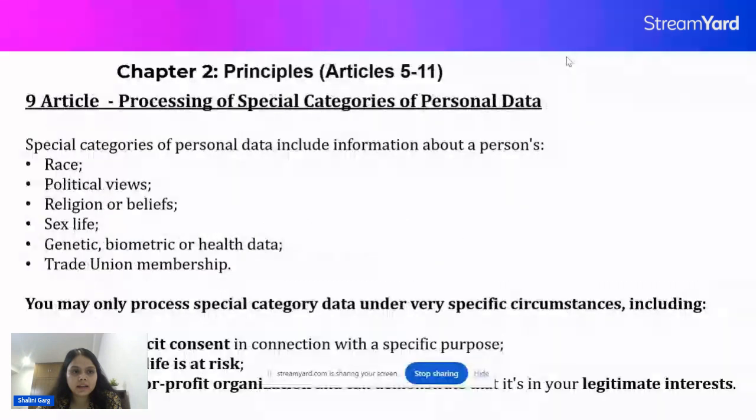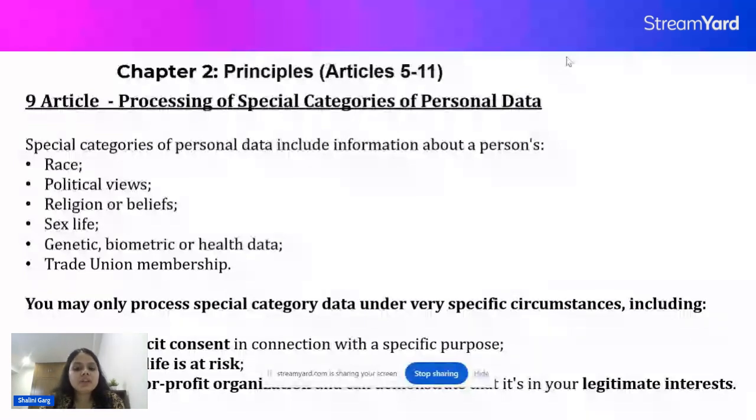Moving towards Article 9, an important article, very important from the perspective of interviews as well. People do ask what the special category of personal data is. In GDPR, the special category of personal data is defined as any data related to racial or ethnic characteristics, political views, religious beliefs, sex life, sexual orientation, genetic or biometric data, health data, or trade union membership. This comes under sensitive data and has to be treated very sensitively.